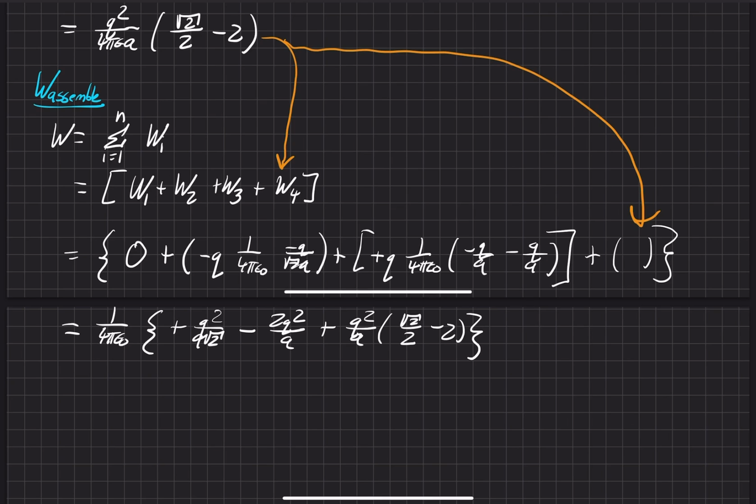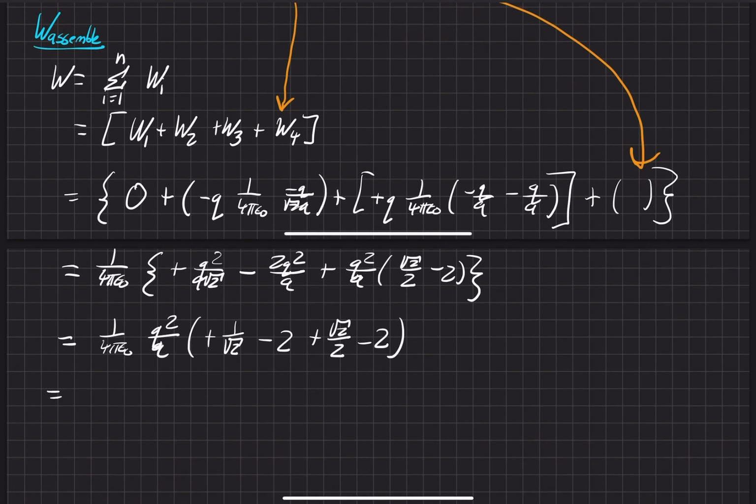Some more algebra happens. Let's see here, 1 over 4 pi epsilon naught. We'll pull out a Q squared over A, which is common to everybody here. So now what we have is a positive 1 over square root of 2 minus 2 plus square root of 2 over 2 minus 2. And finally, that collapses down into, let's see here, Q squared over 4 pi epsilon naught A times square root of 2 minus 4.